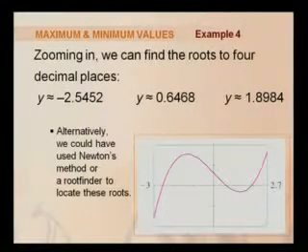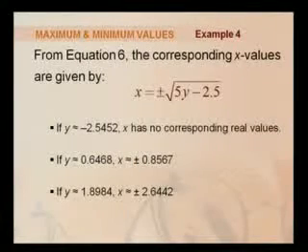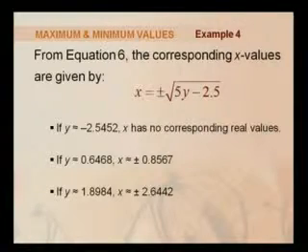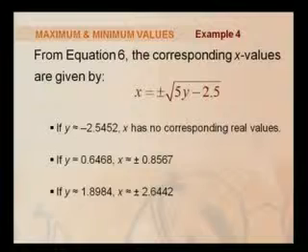Alternatively, we could have used Newton's method or a root finder to locate this root. As I told you, we can also use another method to find the values of y. This is quite an easy method. After all, now x is equal to plus or minus the square root of 5y minus 2.5. So if y is approximately equal to minus 2.5452, x has no corresponding real values. Okay, we cannot find the real values with respect to y.